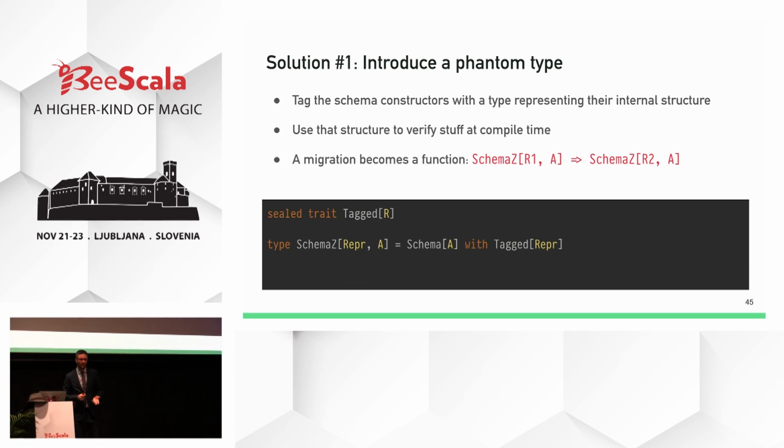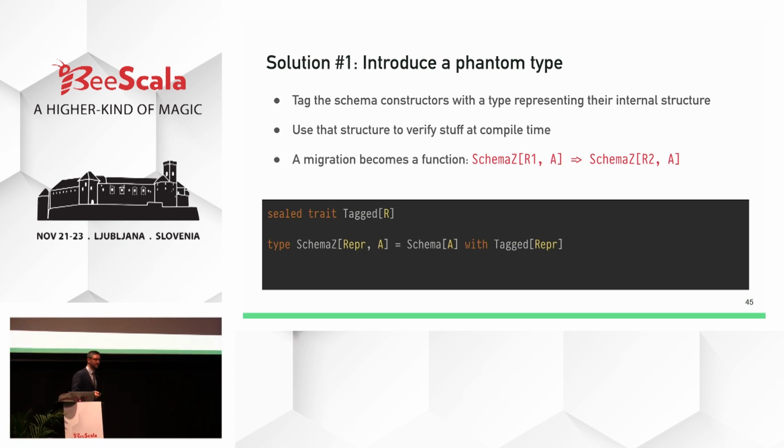So the solution we found was, yeah, more types. We used simply a phantom type that will mimic or mirror the underlying structure of the schema, but at the type level, so that we could reason about this structure at the type level with typical implicit resolution techniques like in Shapeless.